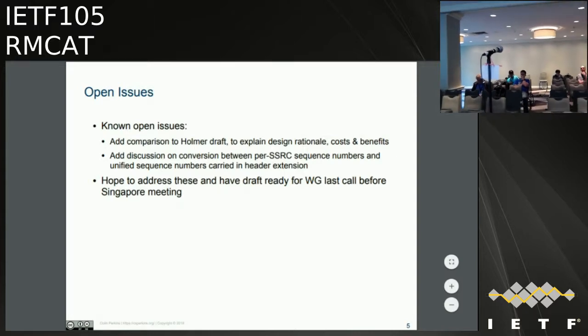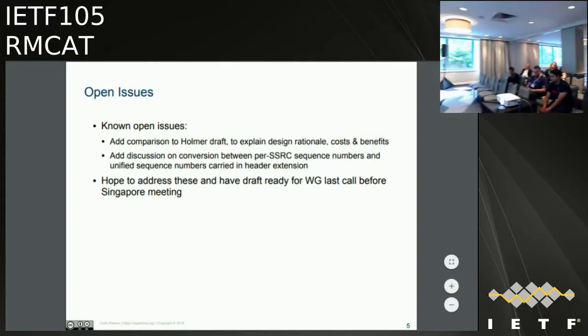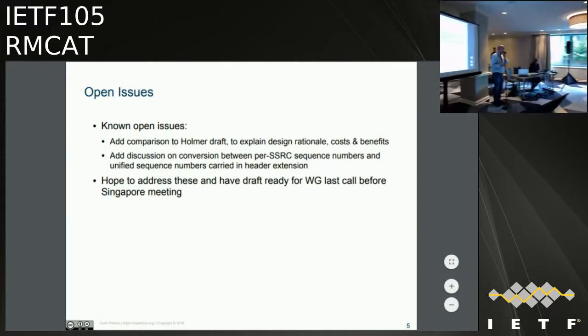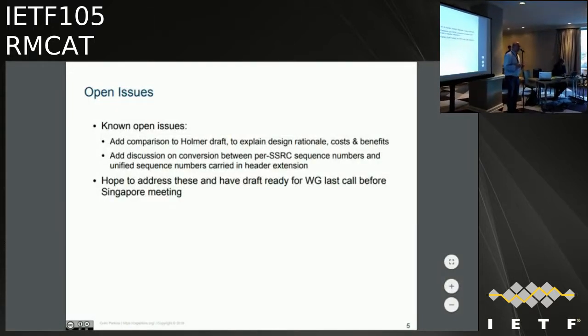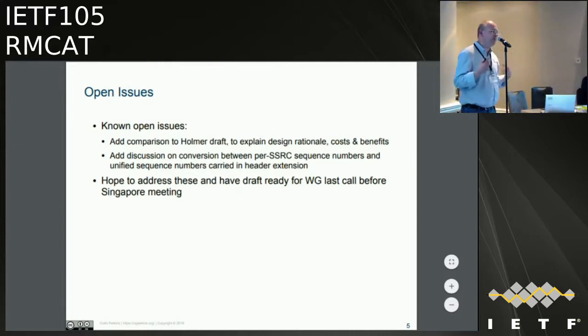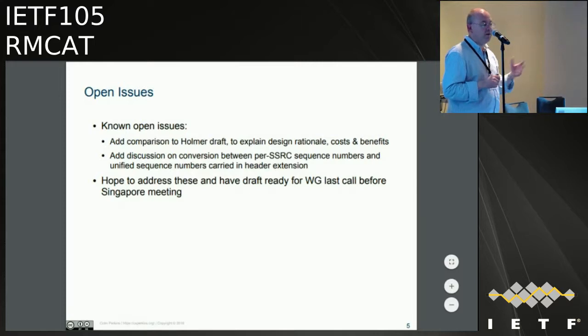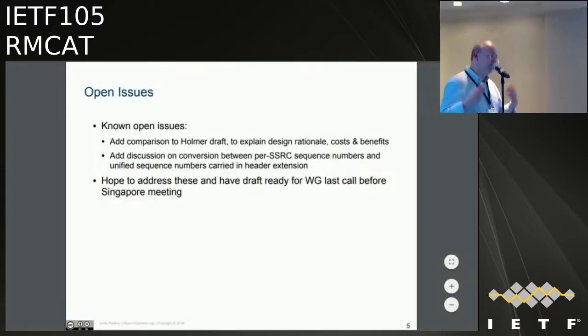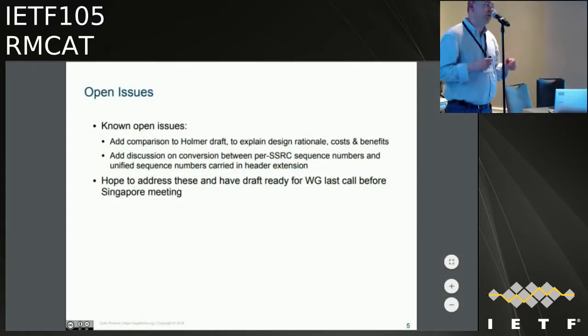And those are the main changes. There are two, hopefully minor, open issues with the draft. The first is that we have yet to add a comparison with the Holmer draft to explain the design rationale, costs and benefits, and so on. And also, it has previously been suggested that we add some discussion of how you convert between the per SSRC sequence numbers as proposed in this draft and the unified sequence number space in the other draft, and talk about what the trade-offs are between the two approaches.